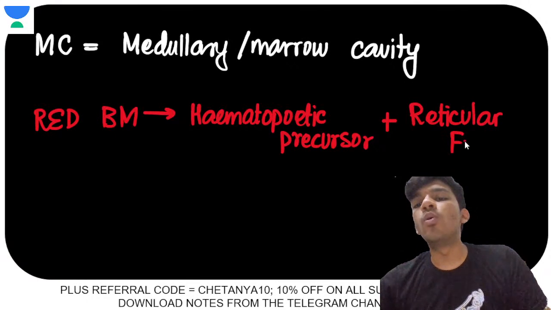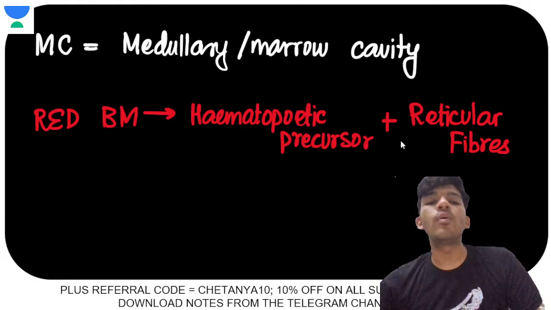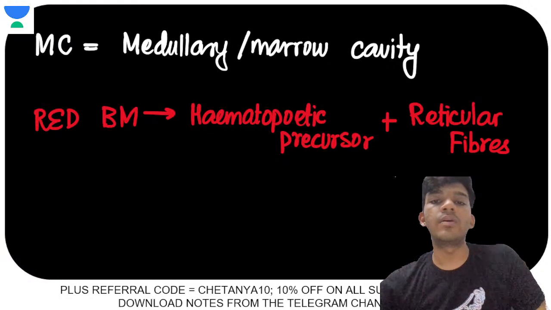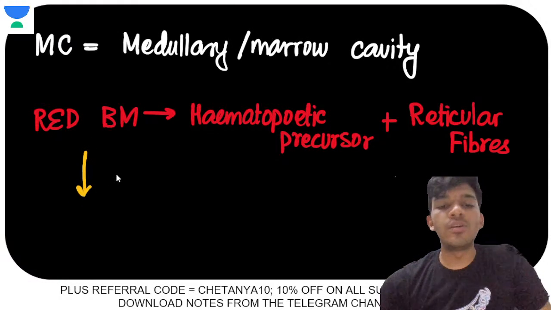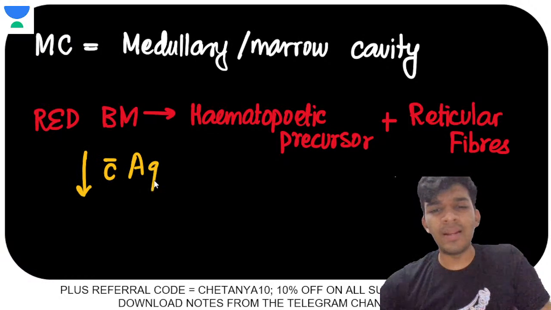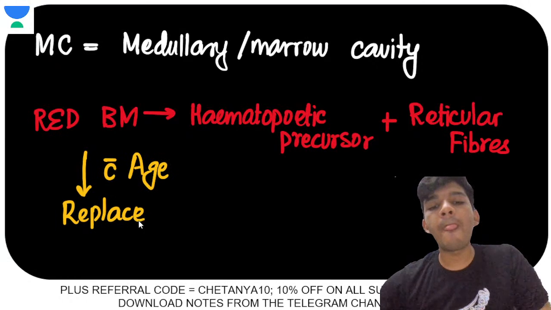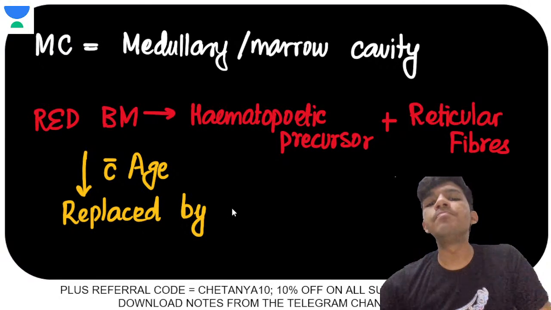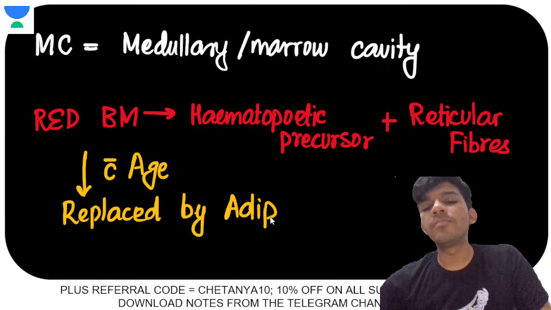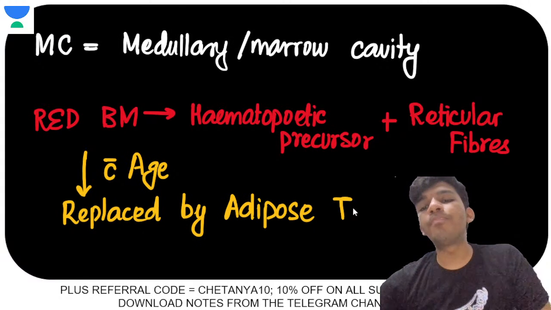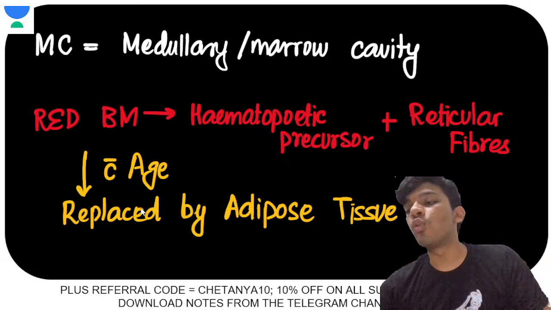As the child grows older and the bones start to grow, the red bone marrow does not grow in proportion. With age, it gets replaced primarily by adipose tissue, not entirely, but partially. Because the bone keeps on growing, but the red bone marrow does not grow as much.